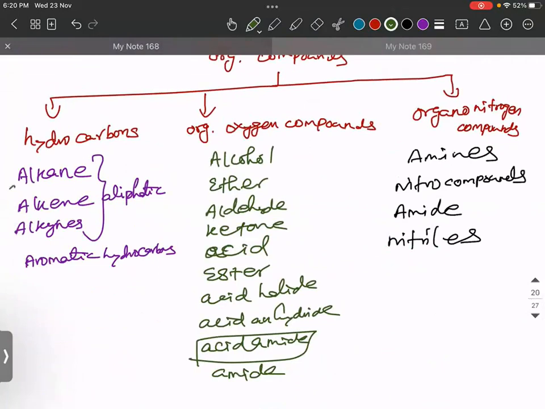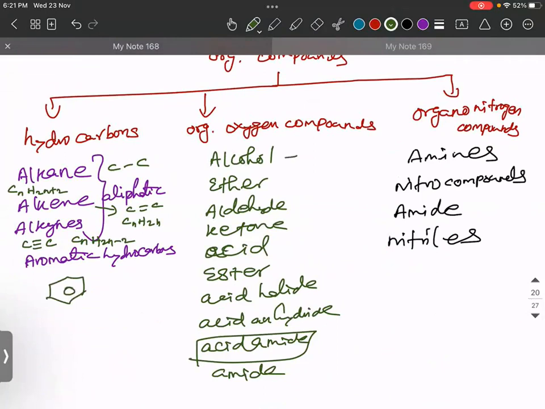CnH2n+2. So this will become carbon-carbon single bond, and this becomes carbon-carbon double bond, CnH2n. This becomes carbon-carbon triple bond. This becomes CnH2n-2. Then aromatic hydrocarbon, it will contain benzene and their analogs.